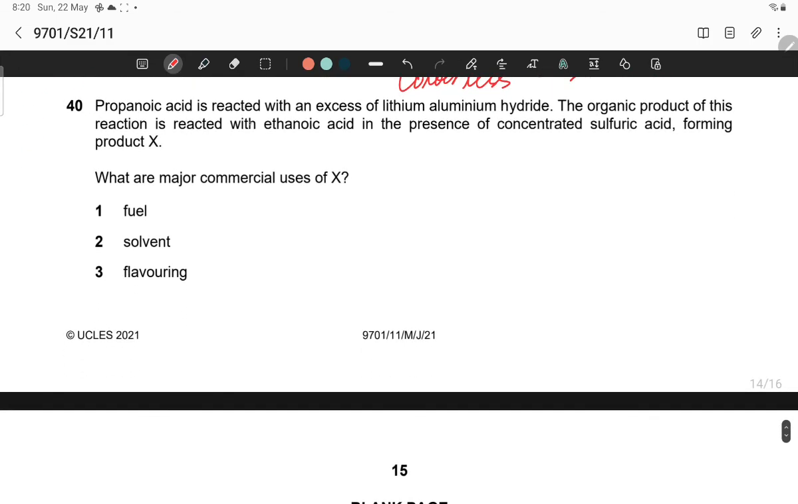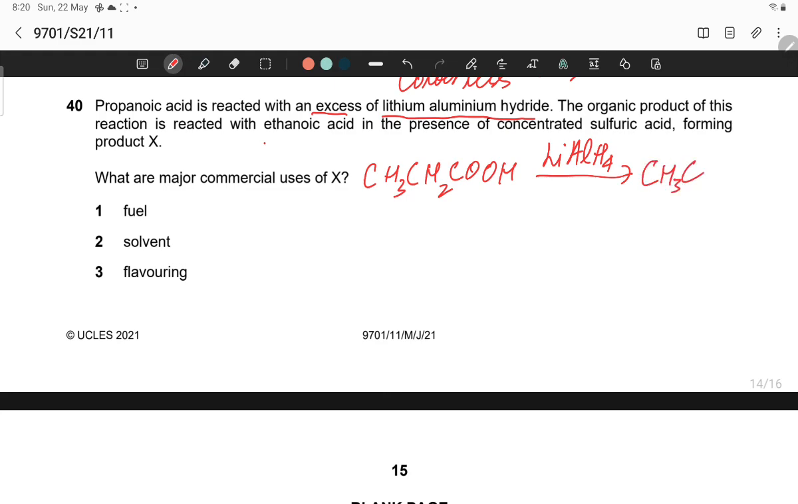Next question: propanoic acid is reacted with an excess of lithium aluminum hydride. The organic product of this reaction is reacted with ethanoic acid in the presence of concentrated sulfuric acid, forming product X. Propanoic acid, CH3CH2COOH, reacts with this reducing agent, LiAlH4, and is reduced to propanol, CH3CH2CH2OH, by addition of hydrogen. So propanol is formed.